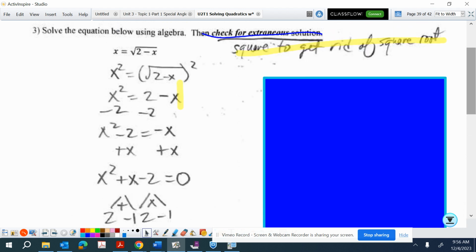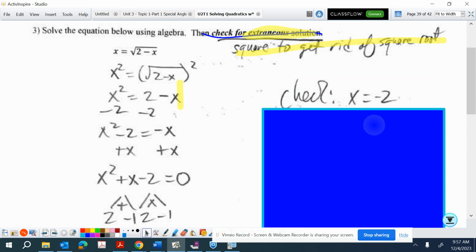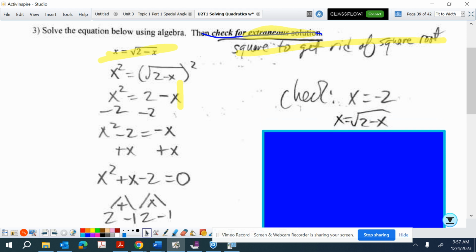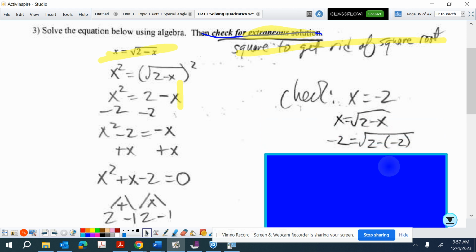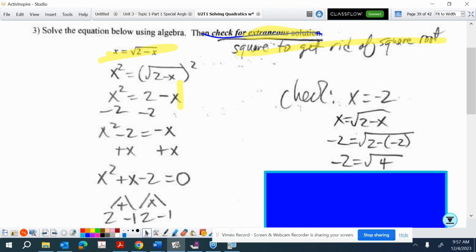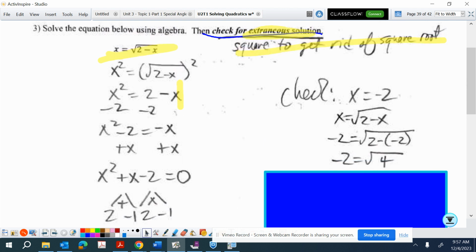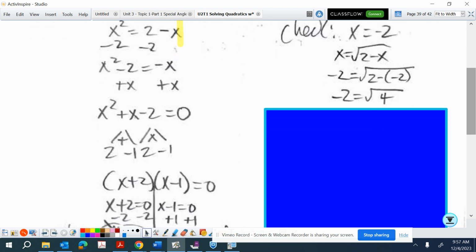The reason I did that is because, as I said before, when you have a radical, you must check for extraneous solutions. So here I am checking for extraneous. I'm taking the original equation, and everywhere I have an x, I'm plugging in negative 2. So here is my equation, negative 2 on the left, and then 2 minus negative 2, making it 2 plus 2. So now you want to ask yourself, is negative 2 the same as the square root of 4?